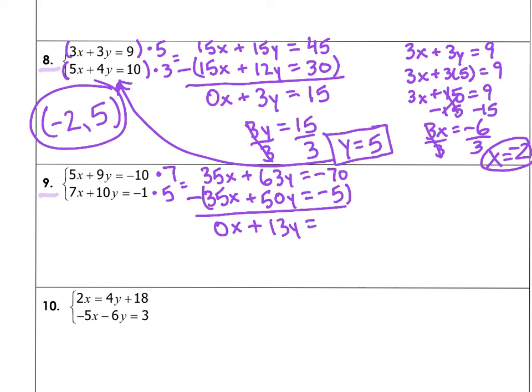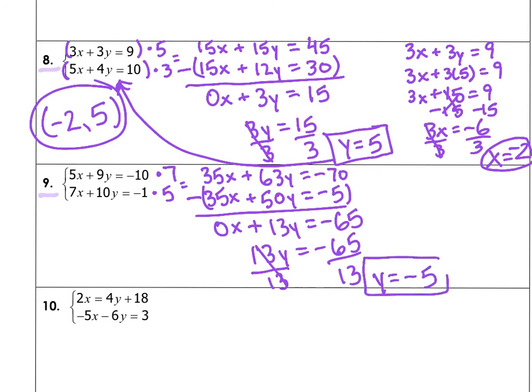And then I'm going to have -70 minus -5. -70 minus -5 becomes -70 plus 5, and that will be -65. Now when the 0x disappears, I have 13y is equal to -65. And to get y all by itself, we divide by 13. So now, y is equal to -65 divided by 13, which is -5.